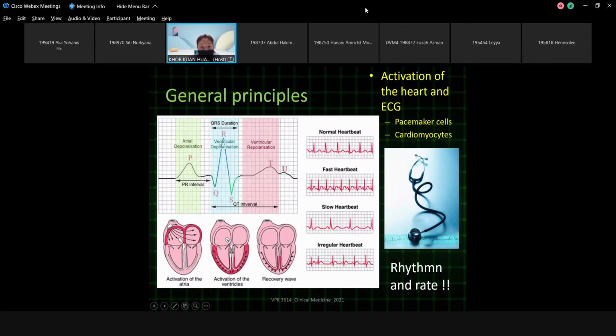Okay, so this is a normal heartbeat. With a fast heartbeat, you get a lot of ECG trace. With a slow heartbeat, when you document it, it is slow, so why is it slow? When you have irregular beats, this is what you see. PQRST, PQRST, PQRST. Again, what you're measuring is the pacemaker cells and the cardiomyocytes. What you need to do is see the rhythm and rate. That's what we will calculate.